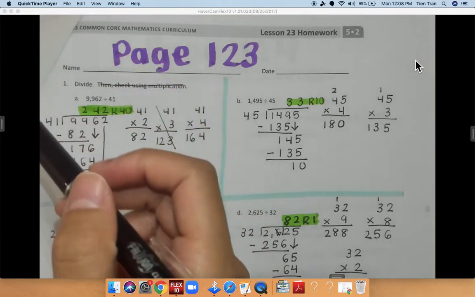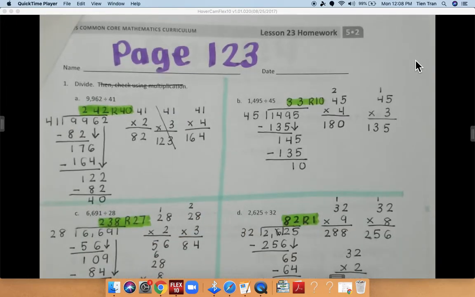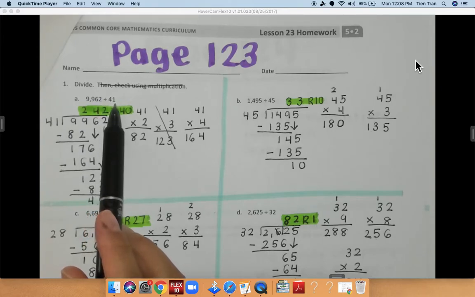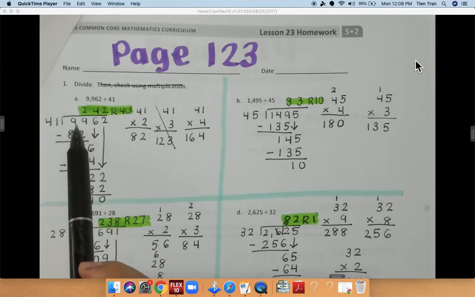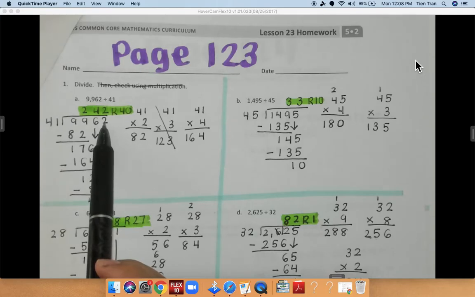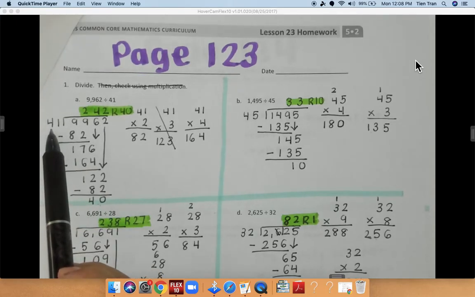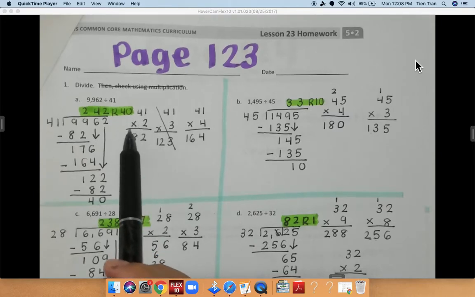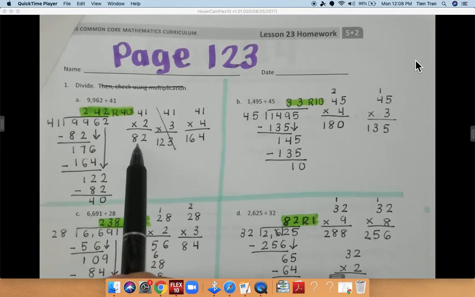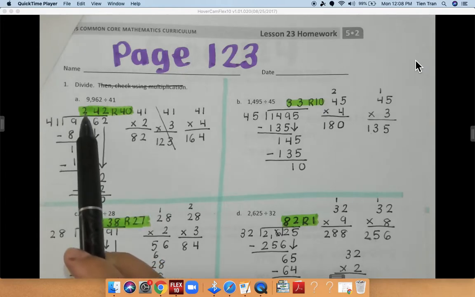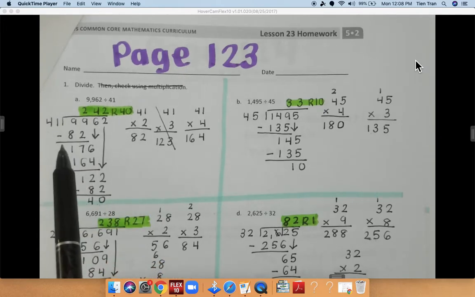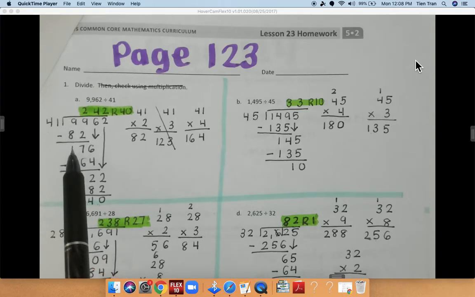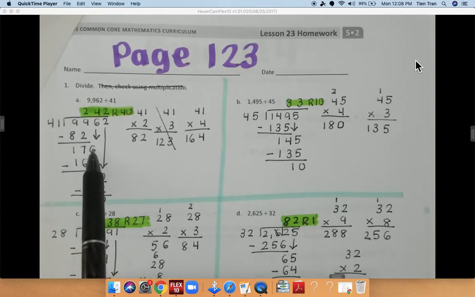answer. So for problem number 1, we have 9,962 divided by 41. So we're writing down 9,962 as our dividend and 41 as our divisor. And now I'm checking. 41 times 2 is equal to 82. So I'm going to use 82 to subtract from 99. 9 minus 2 is equal to 7. 9 minus 8 is equal to 1. And I'm bringing down my 6.